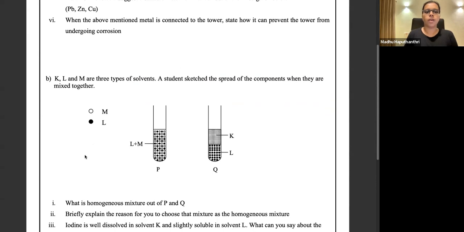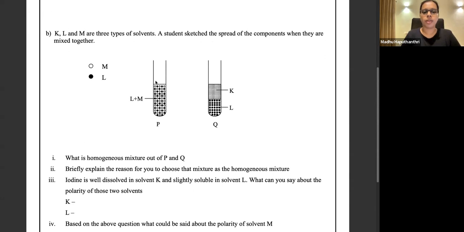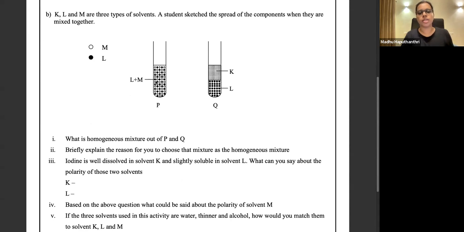B. K, L and M are three types of solvents. A student sketched the spread of the components when they are mixed together. What is a homogeneous mixture, P or Q? It's P. How do you identify that? Briefly explain the reason for choosing that mixture as a homogeneous mixture.